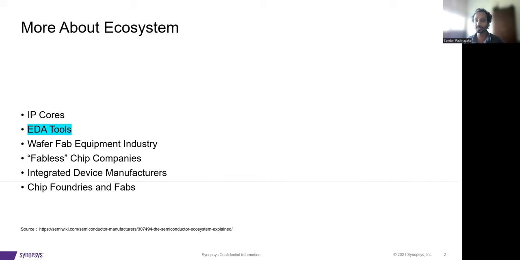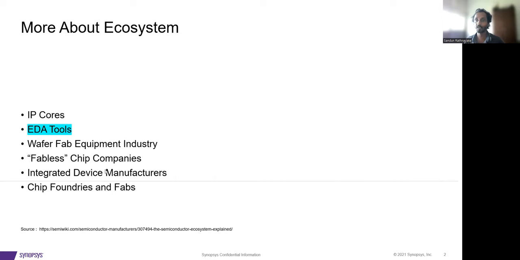So TSMC is one of the major players. Samsung also has some foundries. If you know a little bit of the story from a few years back, even though Apple and Samsung are competing with each other, Apple phones' chips also got manufactured by Samsung fabrication facilities. That's how these are interconnected.